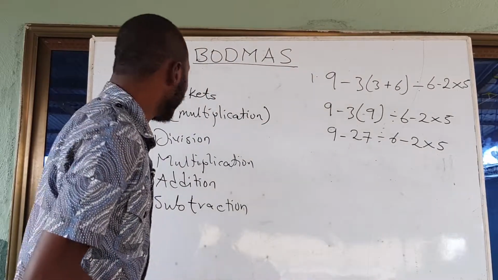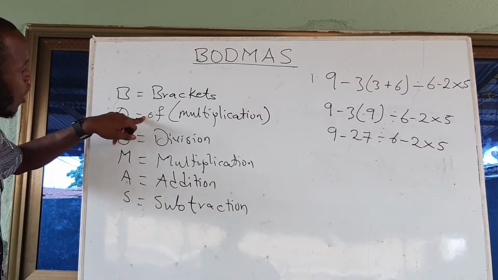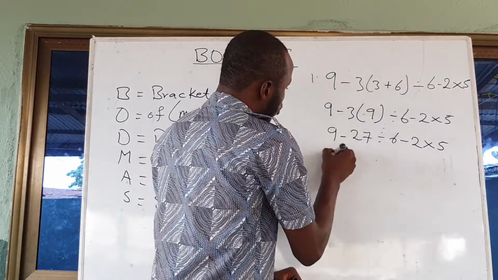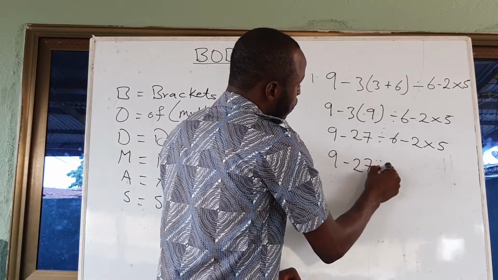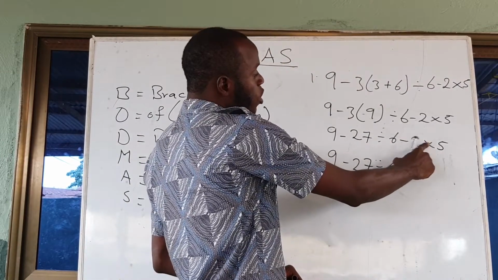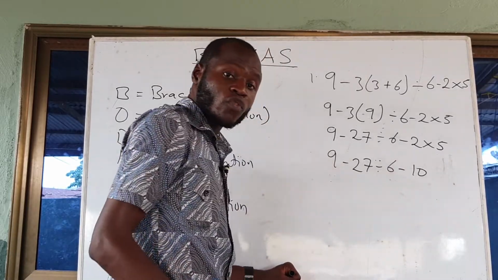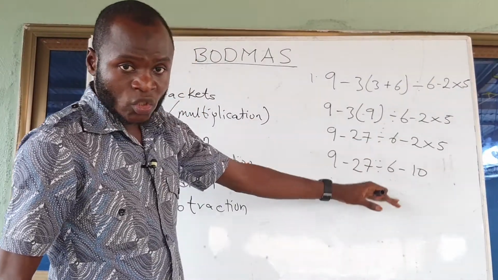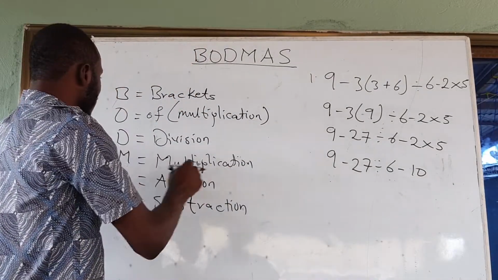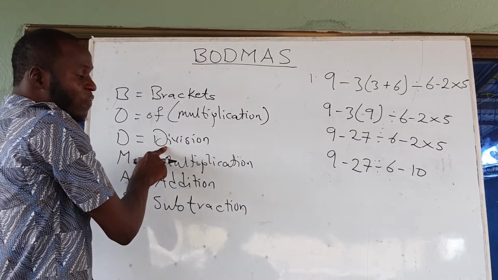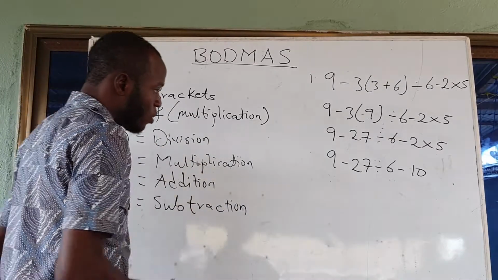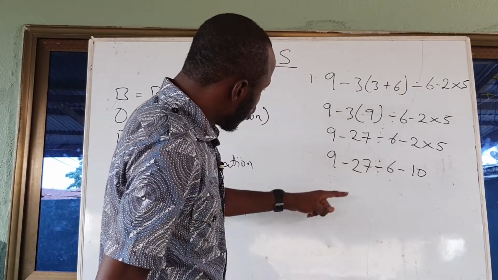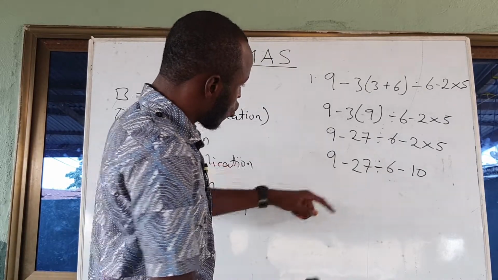Now from here, what is next? After getting rid of brackets, we look at Of, which is multiplication. Let's look if there is any multiplication there. We have multiplication here. So we repeat the ones which multiplication is not involved in, then 6 minus, then 2 times 5 will give us 10. So from here, we have gotten rid of multiplication. We are getting to the bottom of the answer gradually. Now after getting rid of multiplication, we look at division. What and what are dividing in the expression? When you look at it very well, we have 9 minus 27, which is 1.